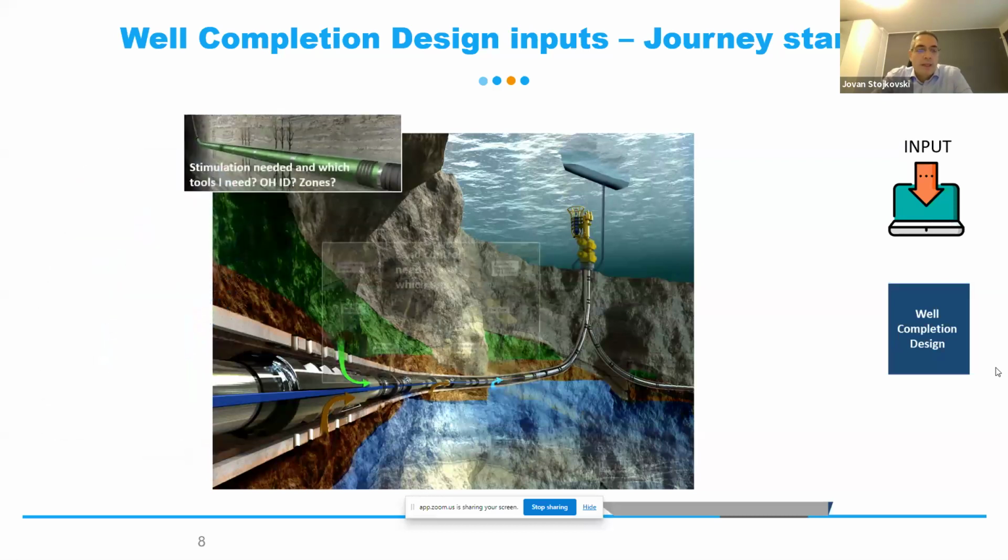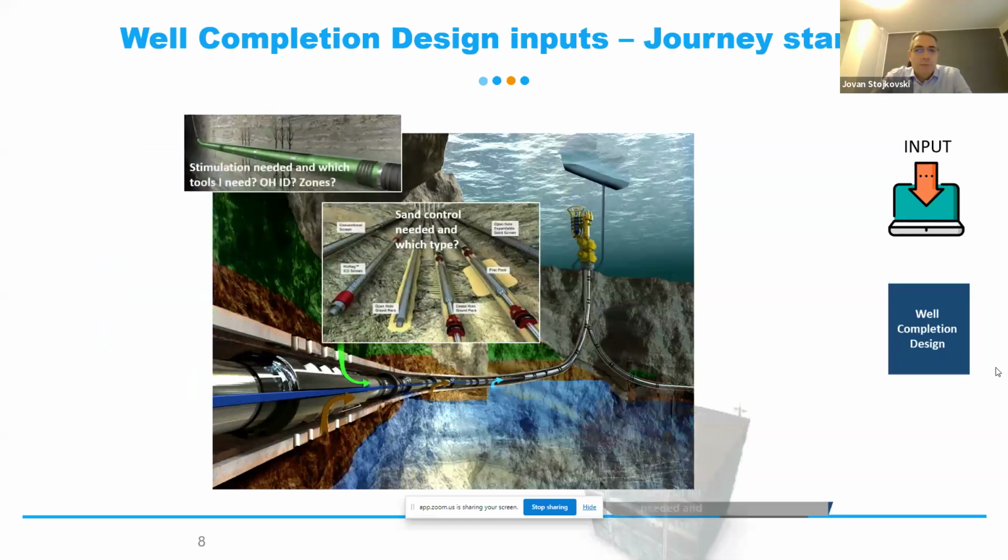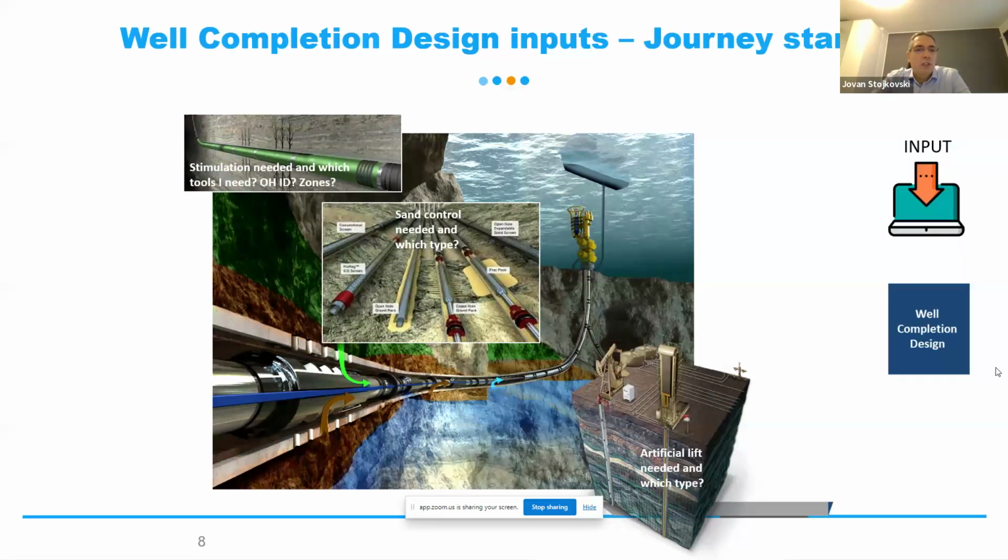So what does he need to look at in the beginning? The first question for any completion engineer will be, what is this well about? Is it an exploration well, appraisal, development?